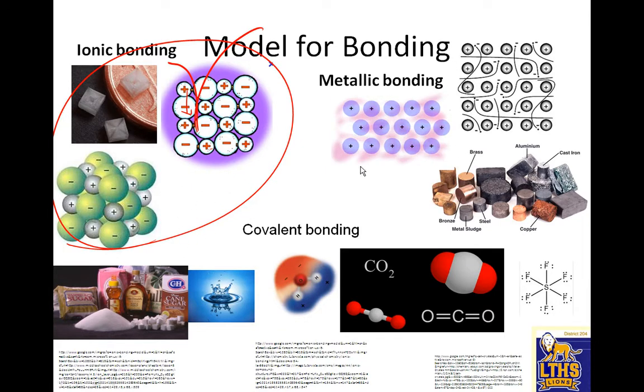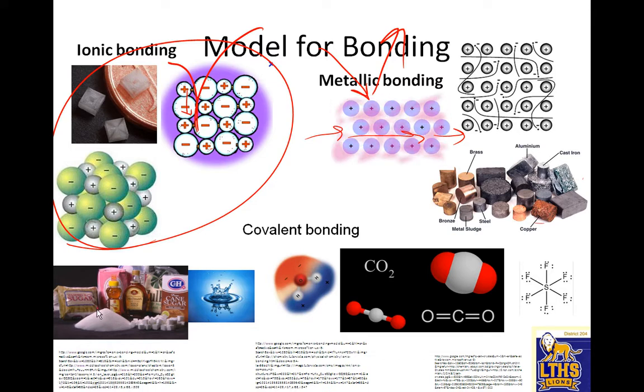Okay, metallic bonding. See that sea of electrons? You shine light on it, the light shines back. Reflective. Shiny. They conduct electricity because those electrons can flow through. Valence electrons, sea of electrons. All right, so that's the model for metallic bonding.